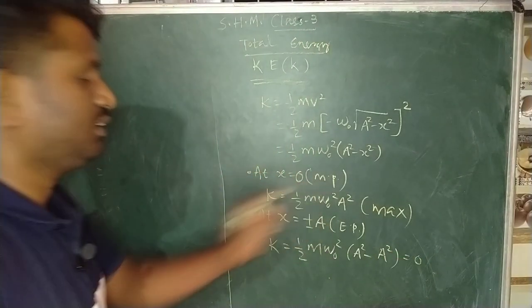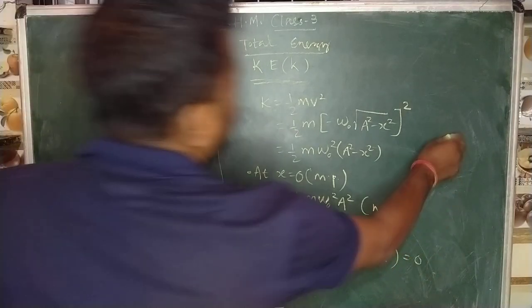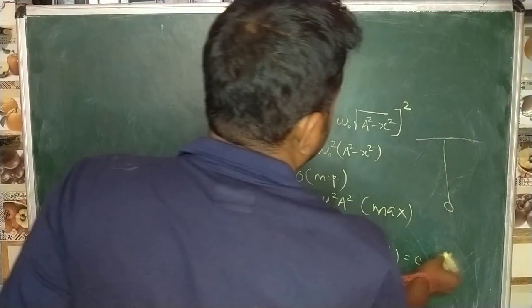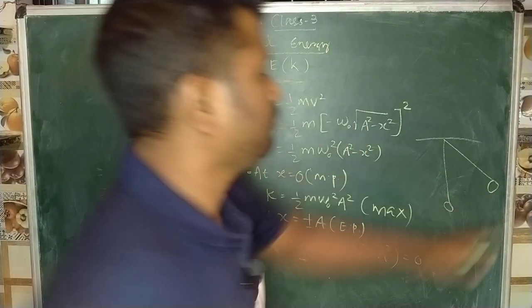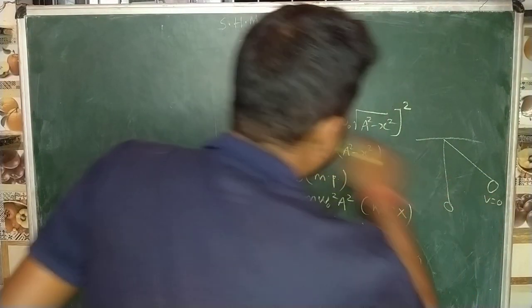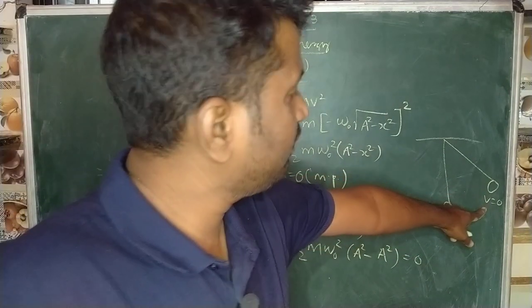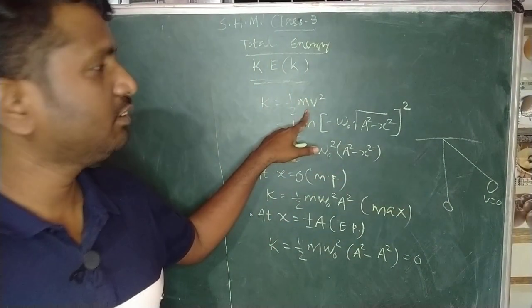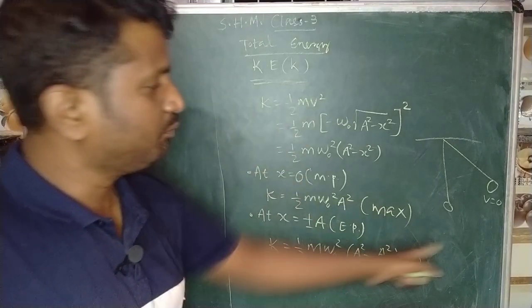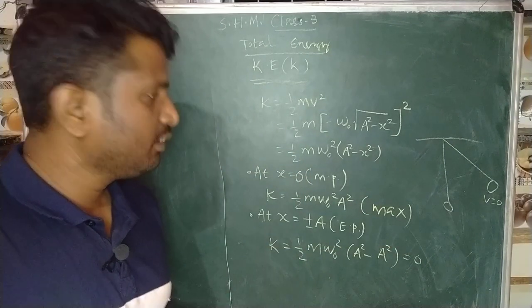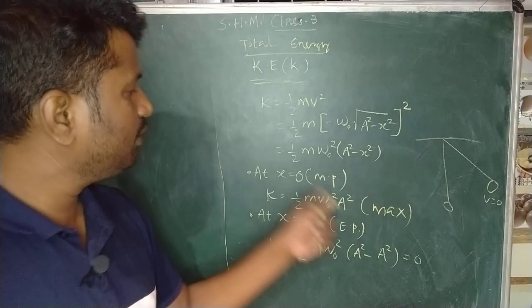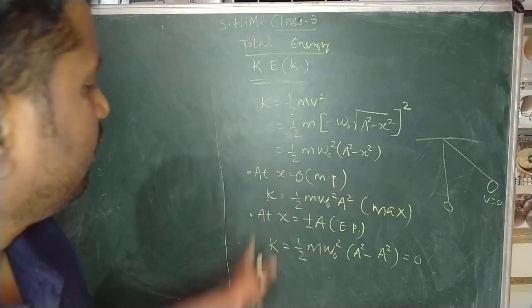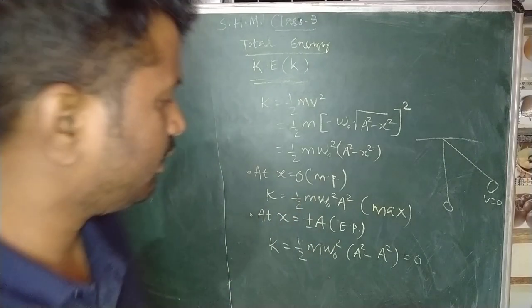Where? At extreme positions. You look at here, your oscillator simply moves here and temporarily rests here. So V equal to 0 here. If we discuss V equal to 0, that means kinetic energy half m v square is 0. Where V is maximum, kinetic energy is maximum. Look at here. At mean position our kinetic energy is maximum. At extreme positions our kinetic energy will be 0.